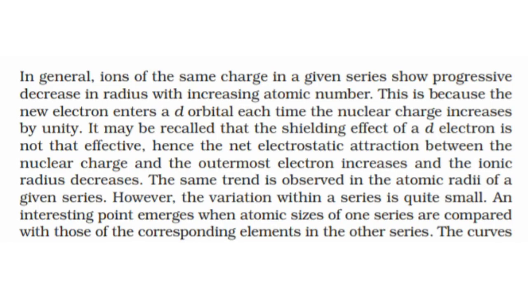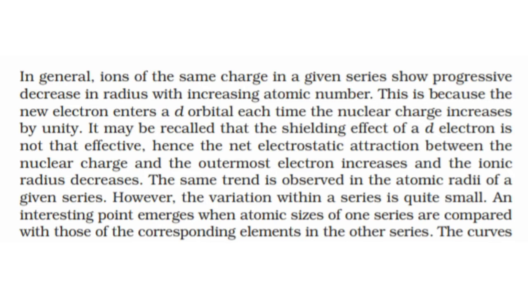In general, ions of the same charge in a given series show progressive decrease in radius with increase in atomic number. This is because the new electron enters a d orbital each time and the nuclear charge increases by unity. It may be recalled that the shielding effect of d electrons is not that effective. Hence, the net electrostatic attraction between the nuclear charge and the outermost electron increases, and the ionic radius decreases. The same trend is observed in the atomic radii of a given series. However, the variation within a series is quite small.